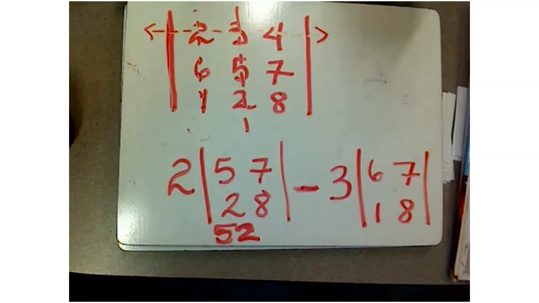So minus 3, open determinant. 6, 7, close determinant. Next row down, open determinant. 1, 8, close determinant. All right. Shall we stop right there and just do that? Okay. What's the determinant of 6, 7, 1, 8?